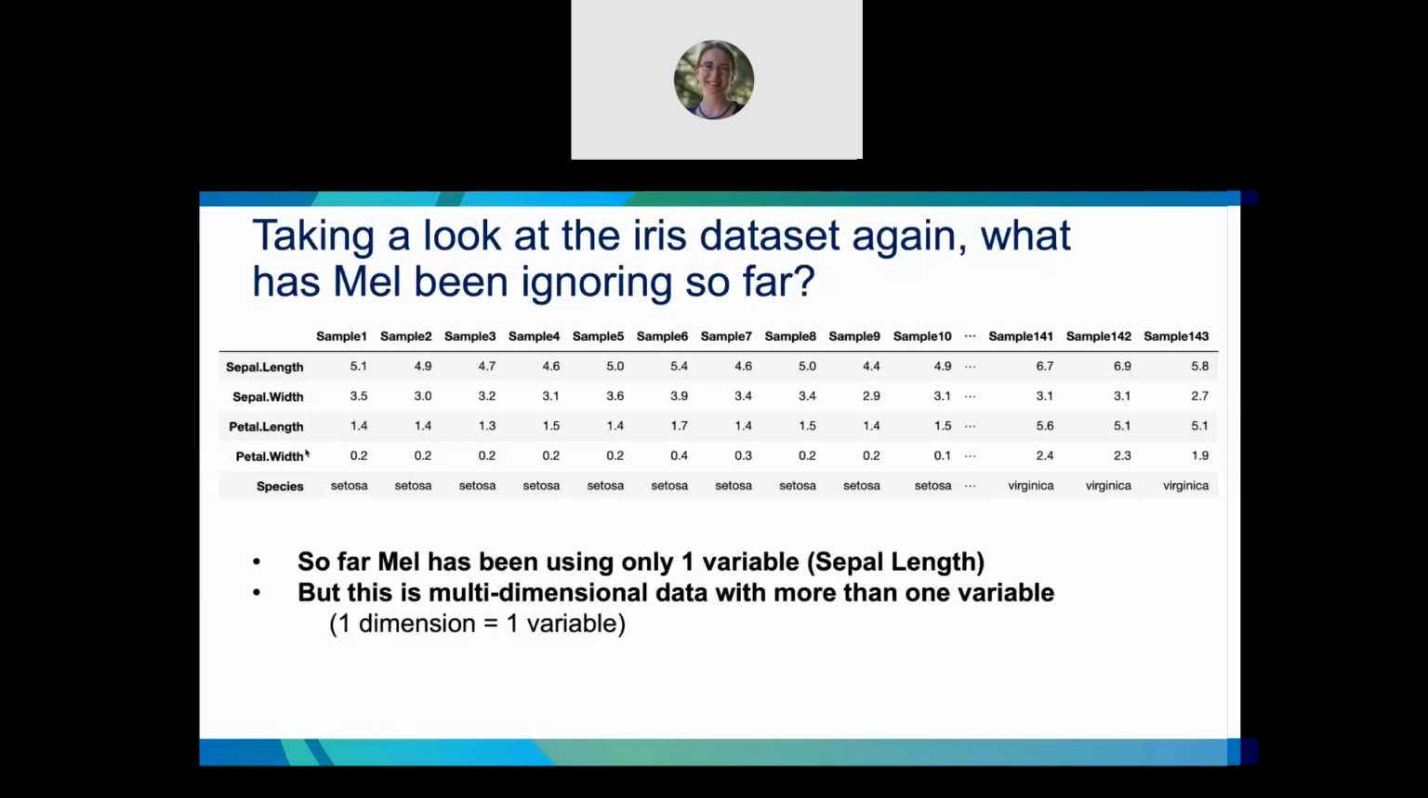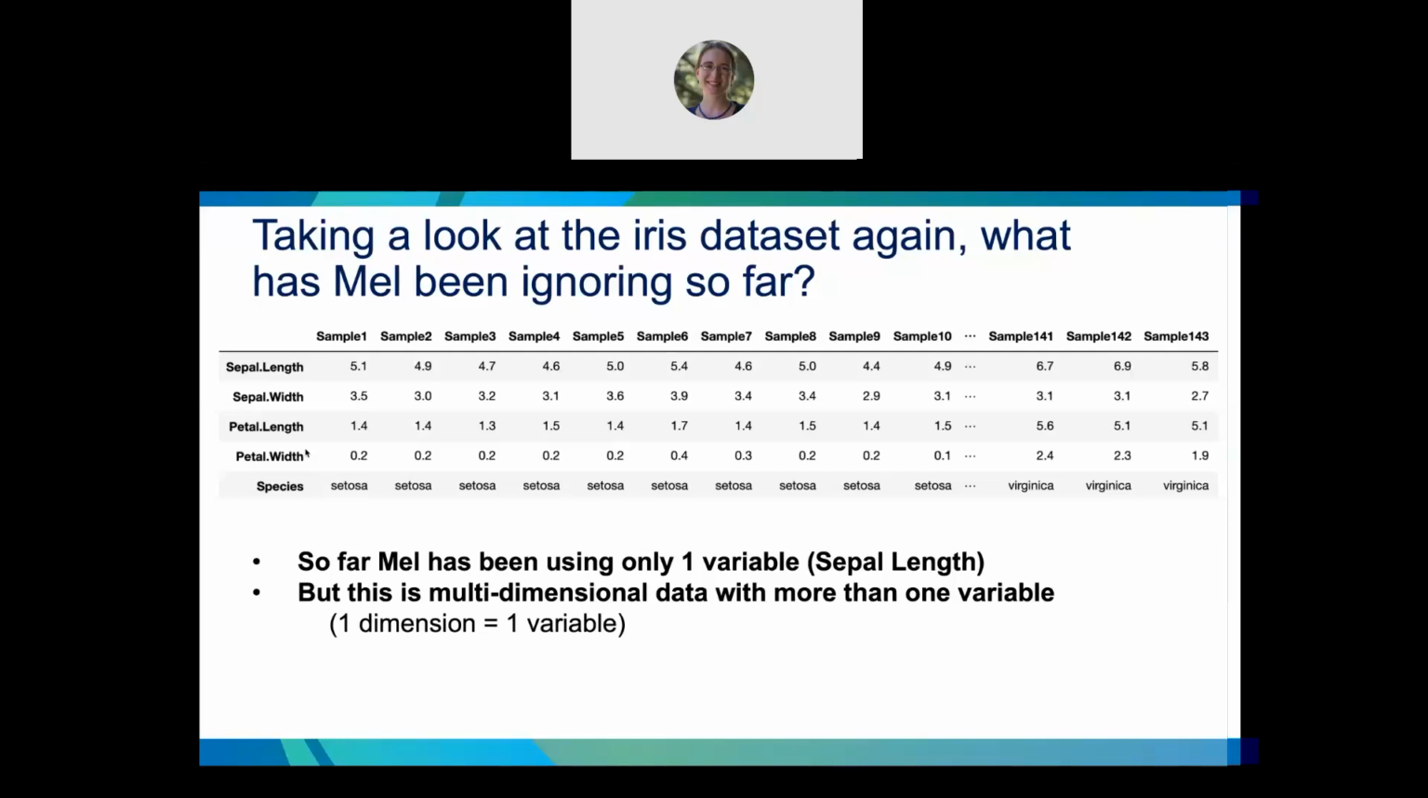So here I want to introduce the term multidimensional, because this iris data set is multidimensional. It has more than one variable. When I say multidimensional in this context, one dimensional means one variable. And that's important because gene expression data is also multidimensional, where each gene is a variable. Each gene is one dimension, and we'll come back to that later.